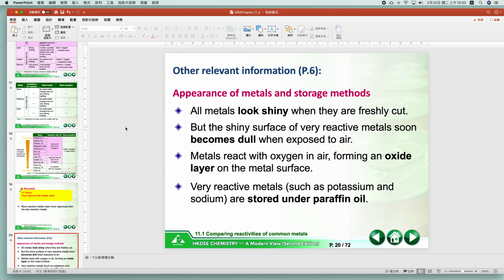Other information you have to study. For example, metals look shiny. It is one of the general properties, but they become dull when they are exposed to air because the metals react with the oxygen to form metal oxide. The metal oxide layer gives the dull appearance. So that's why the very reactive metals should be stored under paraffin oil.